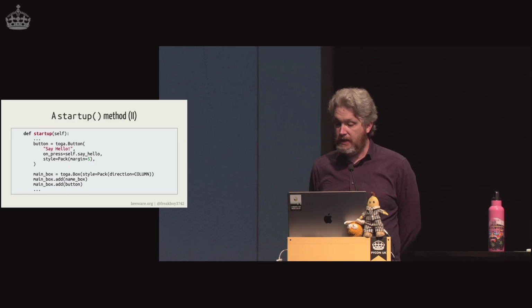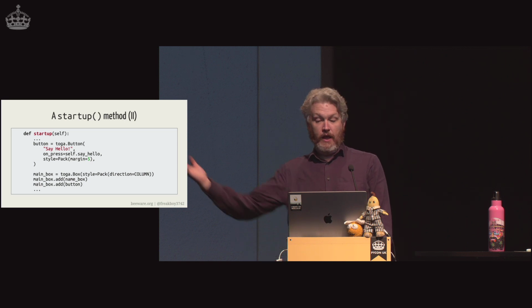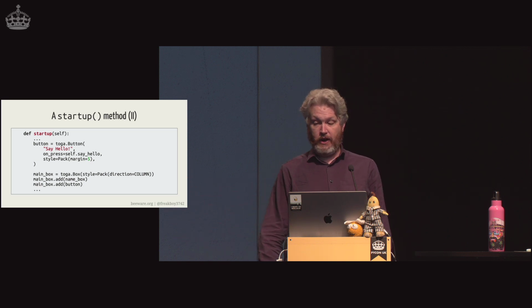Next, we define a button with a label of "say hello" and a margin, and declare that when the button is pressed, we want to invoke the say hello handler on the app. That's all the widgets we need for now, so we can define our app's main box.